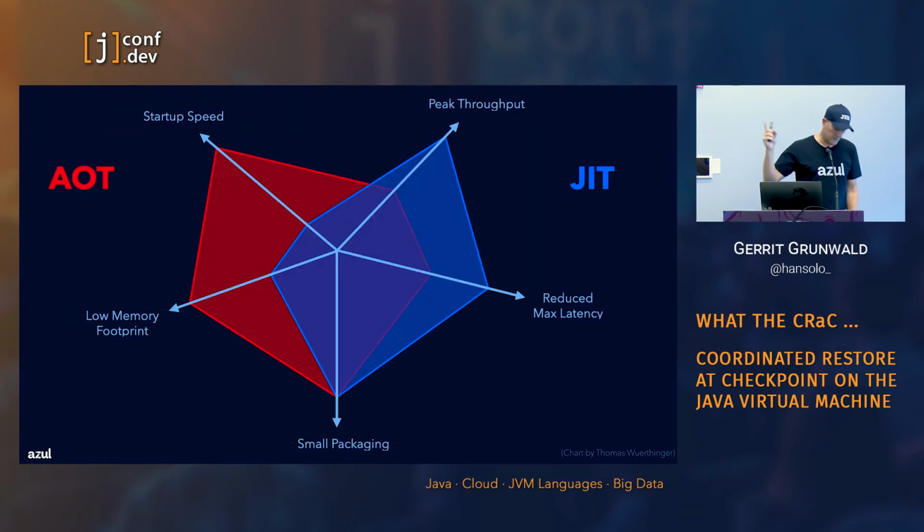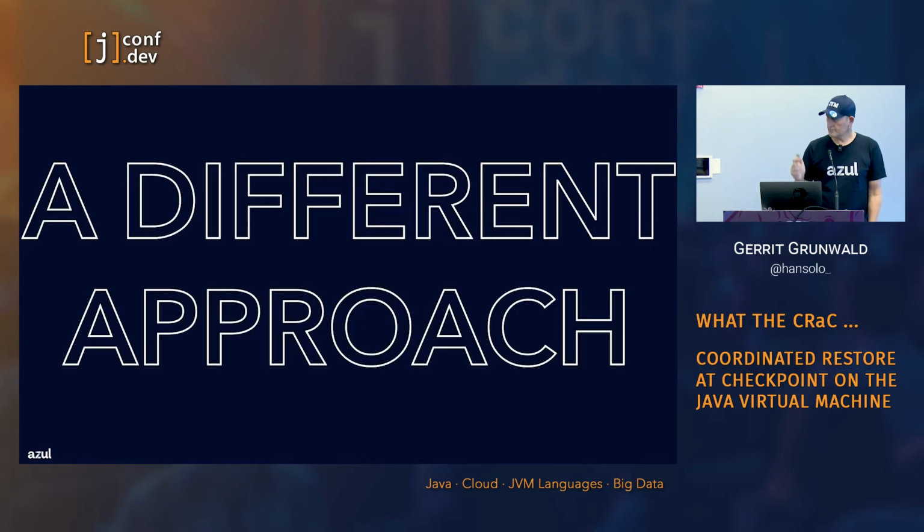Okay, and then there's this chart I found, from Thomas Wittinger. He's from the GraalVM team, and he put that in the spider chart. It's more or less the stuff that I told you. And the reduced max latency means garbage collection, right? Because in the JIT, you can choose between different garbage collectors. You can tune the garbage collectors. With AOT, you can't really do that. This is not possible.